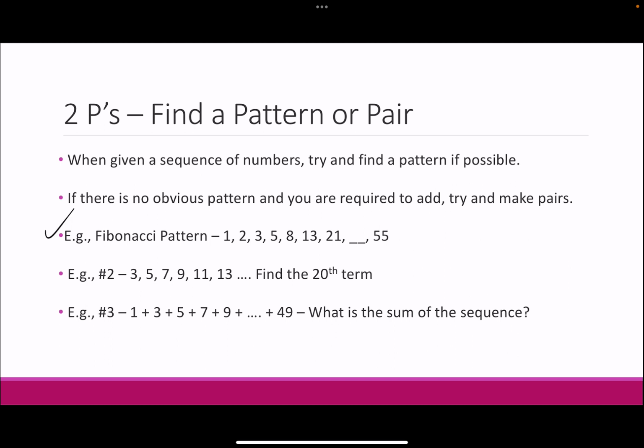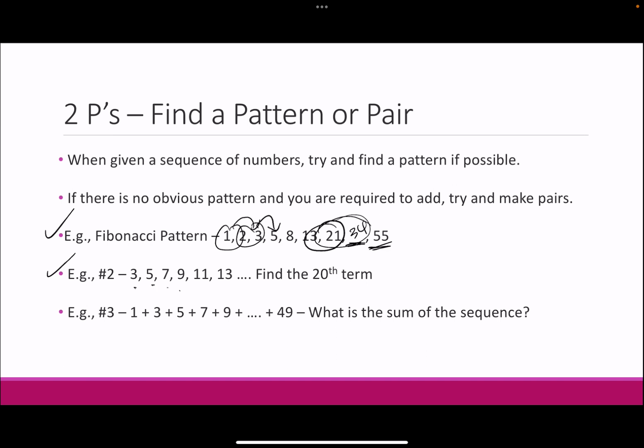So a common example of a pattern used is the Fibonacci pattern. A lot of you might have heard of this. You're just adding the previous two numbers to get to the next number. So this blank space is obviously going to be 13 plus 21, which is 34. Does it work? Make sure you check with the next number. 21 plus 34 equals 55.